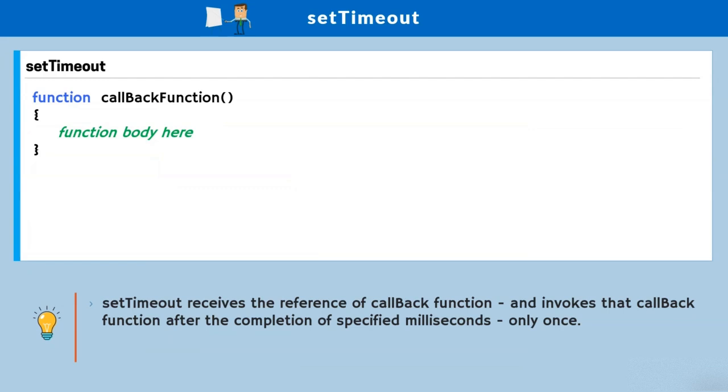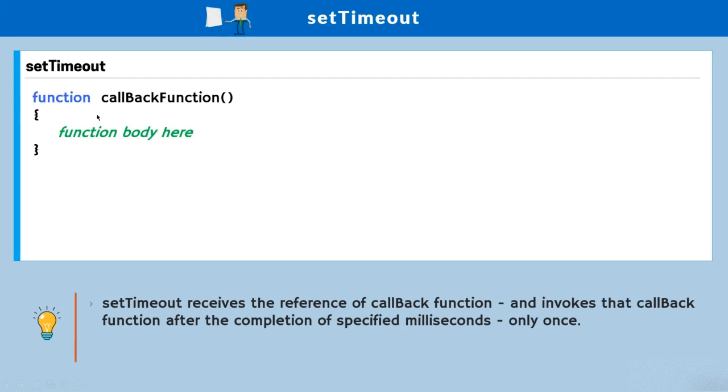In case you want to execute a function after a specified time is completed, then you can use the setTimeout function. The setTimeout is a predefined function in JavaScript which receives a callback function as an argument and invokes that callback function after completion of the specified number of milliseconds. But it calls that callback function only once.